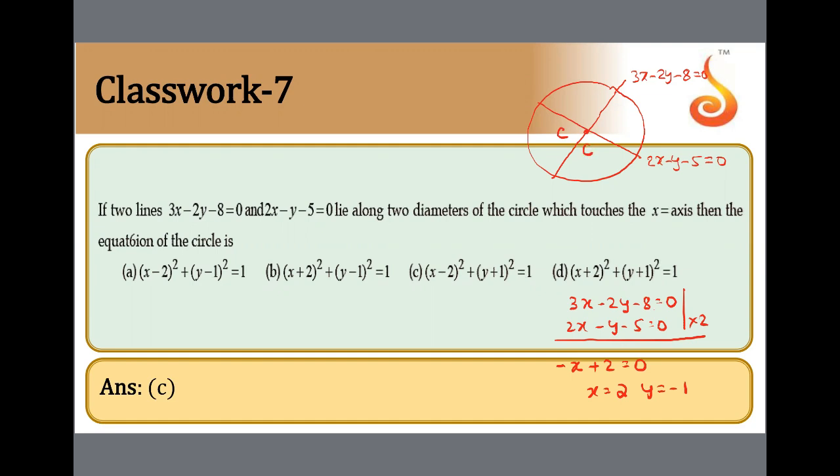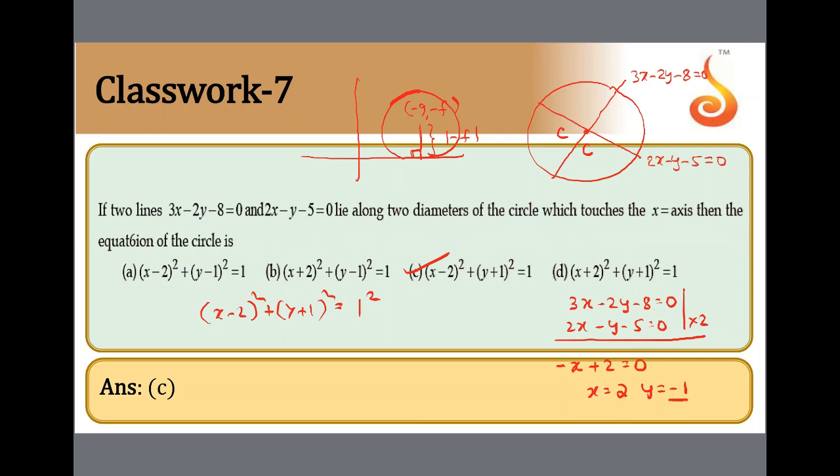When it touches the x-axis, any circle touching the x-axis, the center is minus g comma minus f. So the radius will be mod of minus f. Okay, this is the radius. So what is the radius? The y coordinate. Radius is equal to 1. So what we get? x minus 2 whole square, y plus 1 whole square is equal to 1 square. So which option? Option C. x minus 2 whole square, y plus 1 whole square is equal to 1.